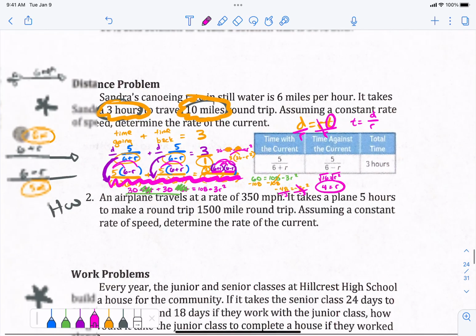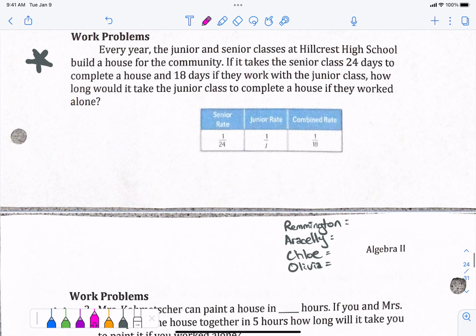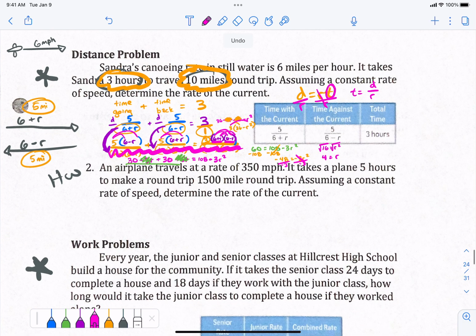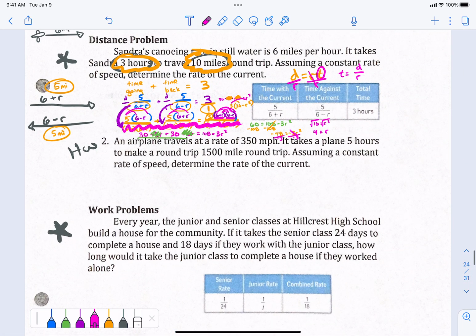That is an icky problem. The rest of them are nice. So let's get down to this one. Number 2, your airplane speed. You have to do that one for homework, but it's pretty similar. You're going to end up with big numbers, but your final answer is going to be a little bit smaller. It's in the hundreds, like 100 something.